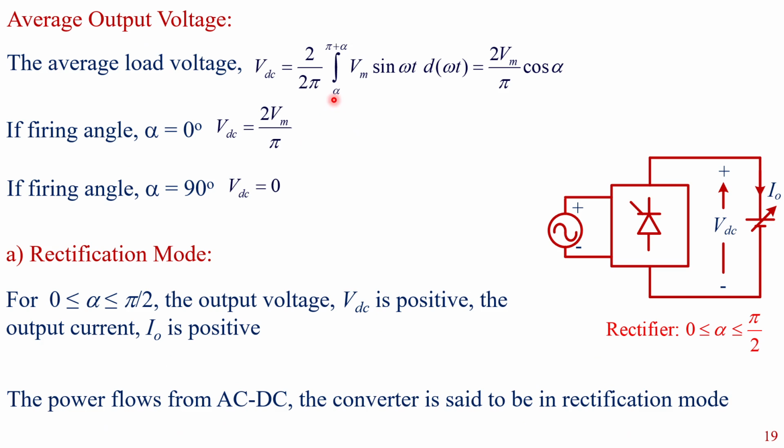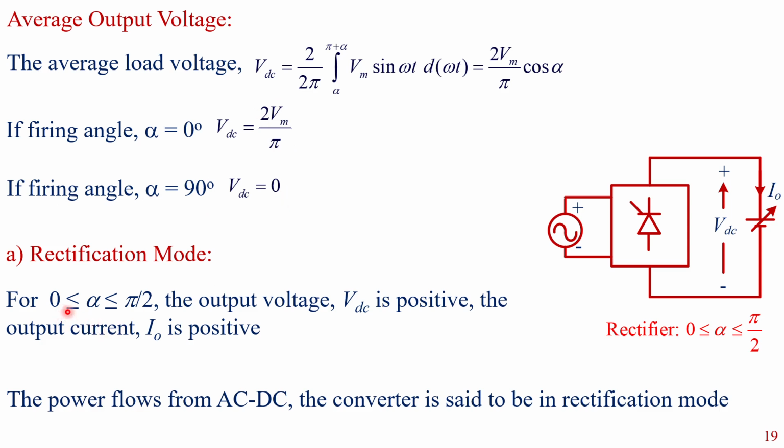The thyristors T1 and T2 conduct during the period alpha to pi plus alpha. So the average output voltage can be given as 2 by 2 pi integral alpha to pi plus alpha Vm sin omega t d of omega t. If you simplify this expression, the final expression can be obtained as 2 Vm over pi cos alpha. If alpha equals 0, VDC equals 2 Vm over pi, and if alpha equals 90, VDC equals 0.